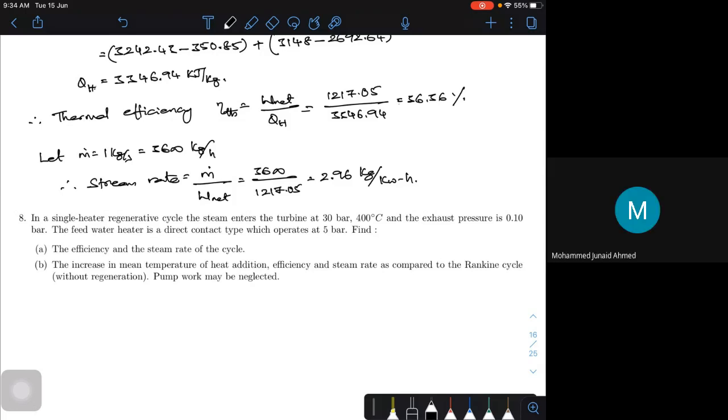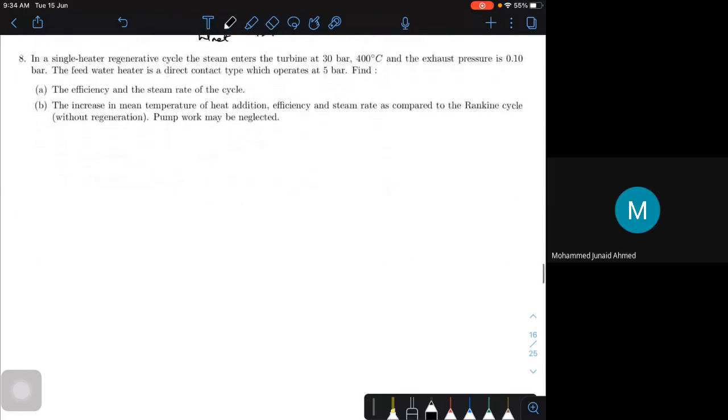Yeah, we'll go to the next problem. I have a regenerative cycle problem. It's something like this. In a single heater regenerative cycle, the steam enters the turbine at 30 bar and 400 degrees Celsius, and the exhaust pressure is 0.1 bar. The feed water heater is a direct contact type. It operates at 5 bar. That is how you are bleeding the steam.